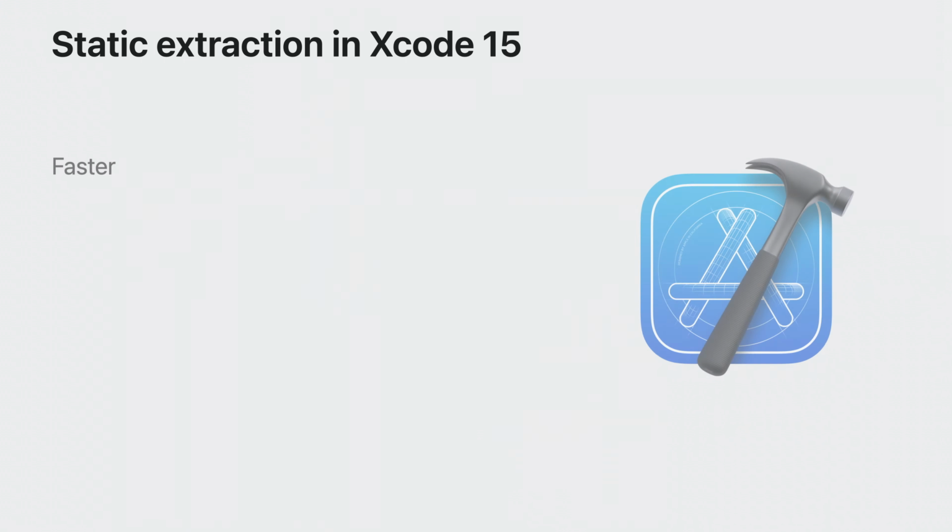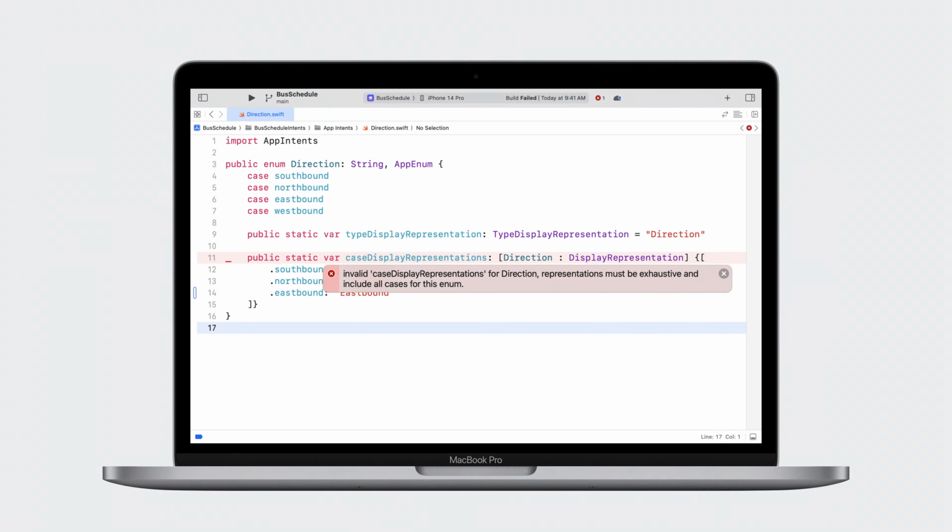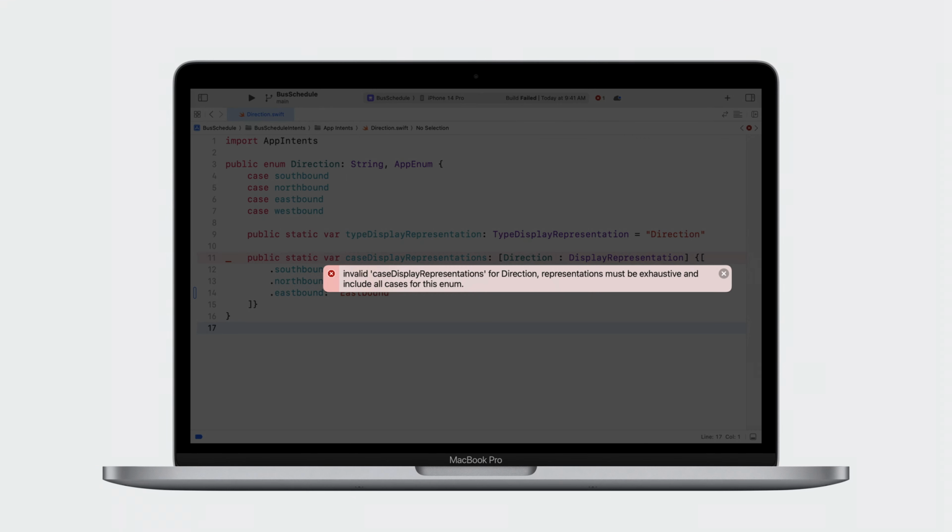In Xcode 15, the static extraction process has been significantly improved. It is now faster, more reliable, and works in more cases than ever before. When building your apps with Xcode 15, if Xcode is unable to statically extract something it expects, you will now see error messages directly in the Xcode editor, along with line numbers, so you know where to go and fix the problem.